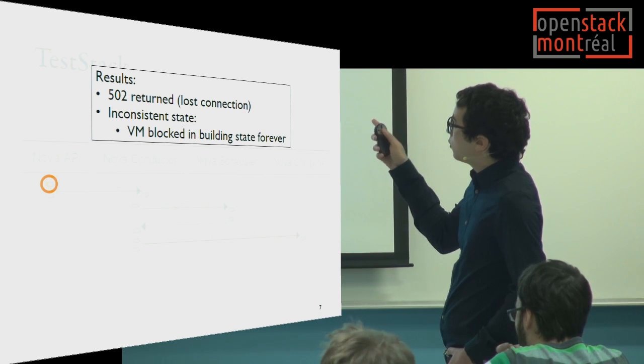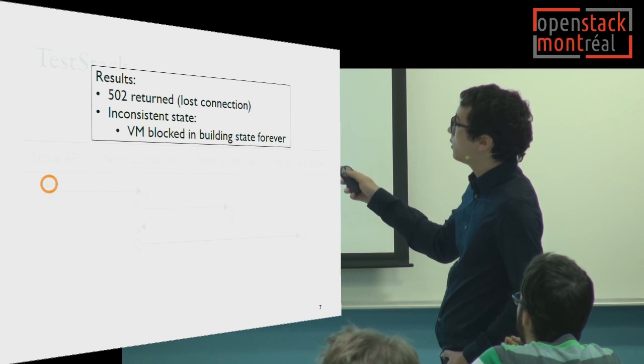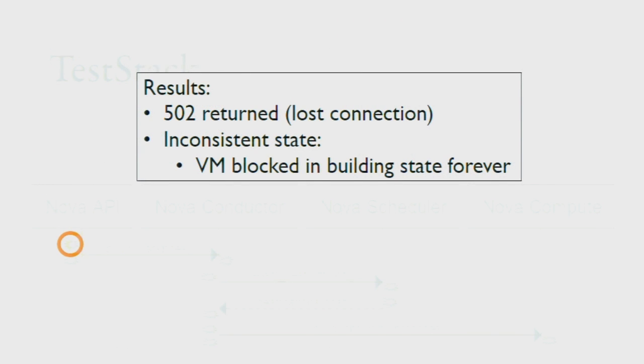What is not normal is we have an inconsistent state. Indeed, a VM will be blocked forever in building state. That's what we have seen.